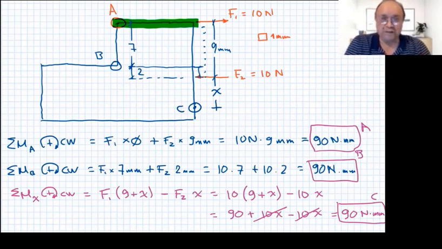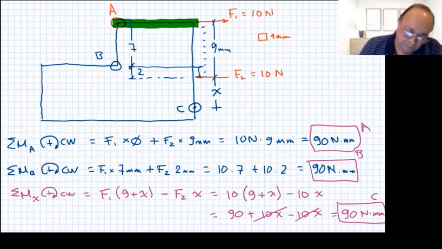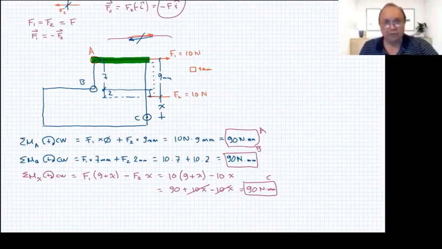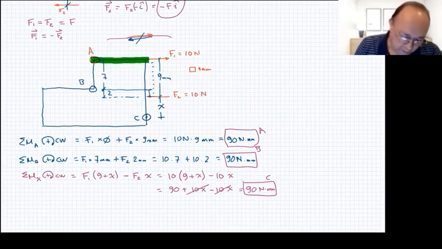So it doesn't matter where you have the couple. It has the same value. That means the moment is constant. The moment doesn't change. So you can replace this.